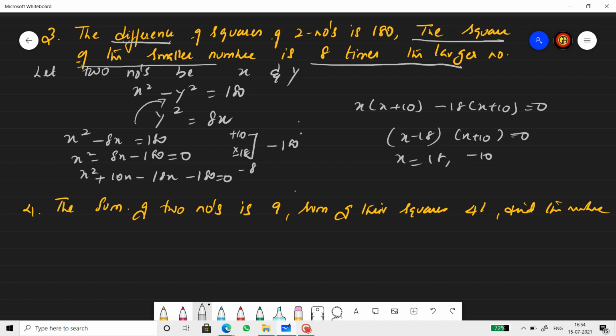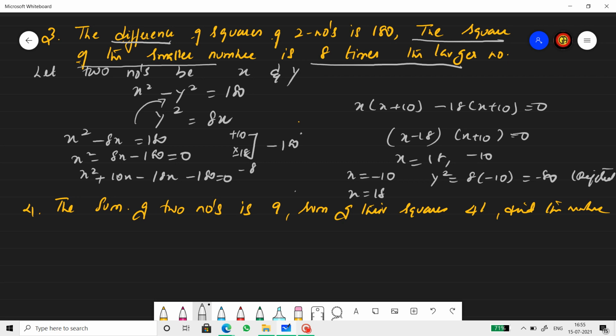Now, what happens when x is minus 10? Then y square is equal to 8 into minus 10, that's minus 80, and you can't take the square root of a negative number. Hence this is rejected. So this x and y is rejected.